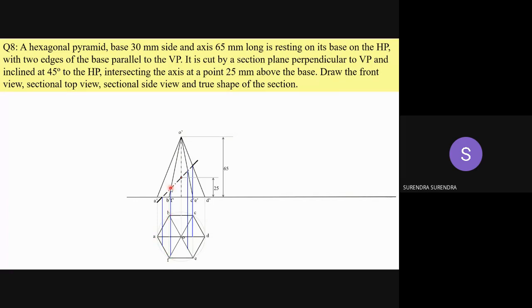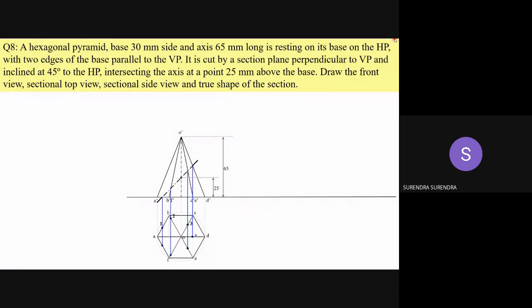It is cutting the slant edge BO and FO at this point, CO and EO at this point, and DO at this point. Draw the projections. So this is a point on DO, so project it up to DO. This is the point on CO and EO, so draw the projections up to CO and EO, the two intersection points. Similarly, this is the intersection point of the cutting plane with BO and FO, so project this up to BO and FO. Now mark all these points.